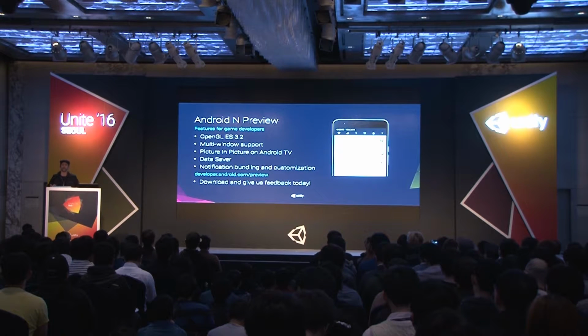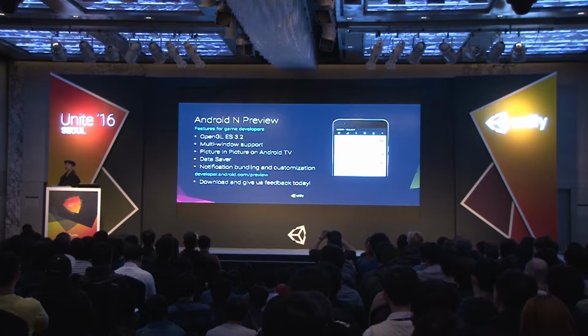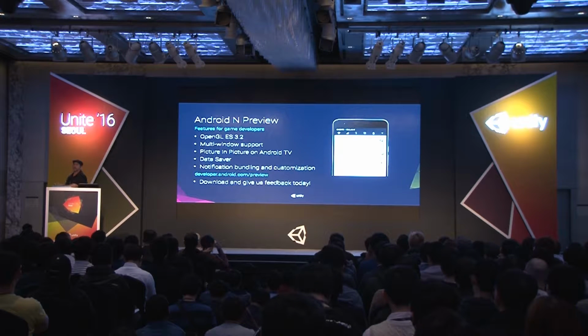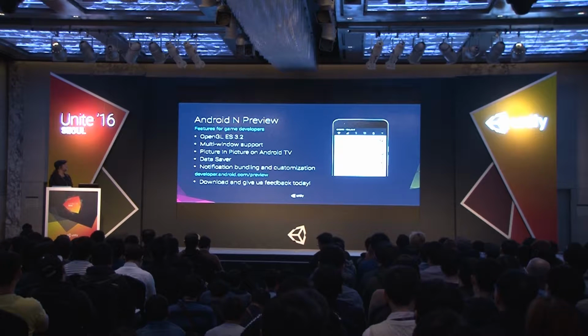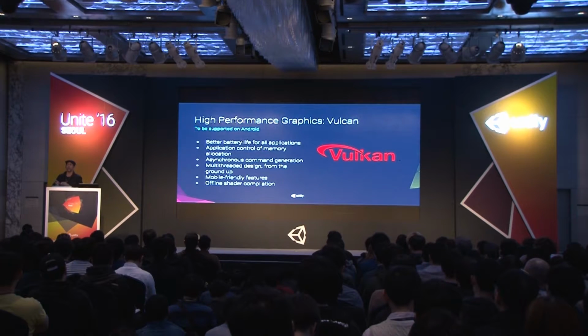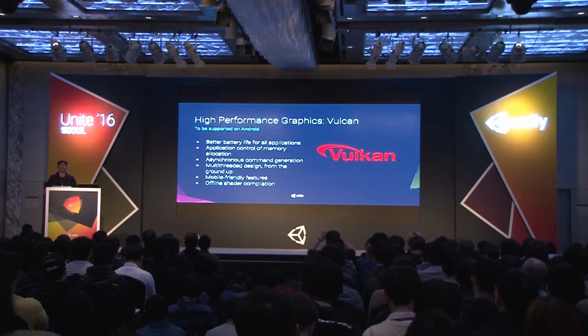So for game developers, we have some exciting additions to Android N. We support, of course, OpenGL ES 3.2, which brings all of the goodness, or almost all of the goodness, I should say, of the Android extension pack to OpenGL. Multi-window feature, data saver, which is great because a lot of times consumers are concerned about how much data they're using. Notification bundling and customization. So again, if you have a Nexus device, you can download this today and try it out and see how well your games work.